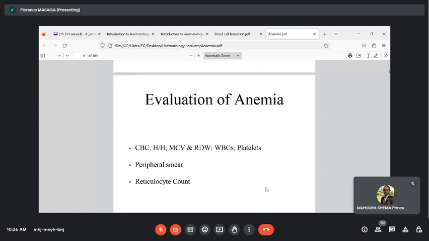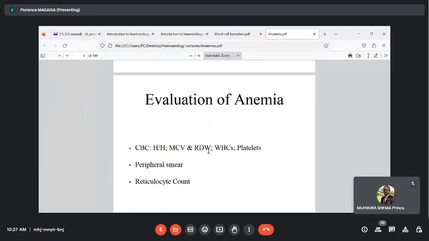So when you are evaluating anemia, you should consider some tests to be done. We have the full blood count, which will give you all the parameters: MCV, hemoglobin, hematocrit. Now, the first thing is to see that my patient has anemia. What next? We go to the peripheral blood smear. On the smear, you look under the microscope and examine the red cell morphology.